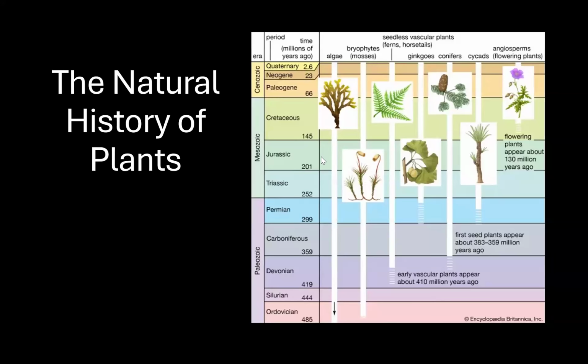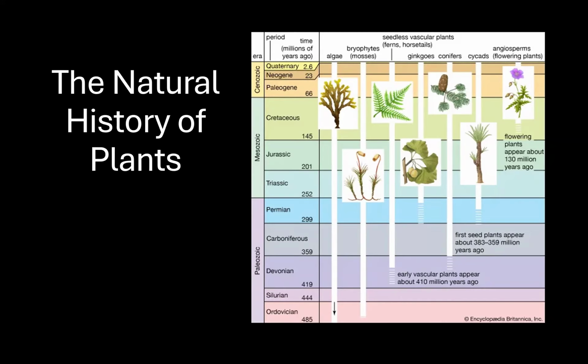Okay, so let's talk about the natural history of these plants. As I had mentioned, angiosperms are our youngest group of plants. They really don't date back that long ago in the case of our natural history. But when we look at some of our older plant ancestors, it dates back quite a ways.